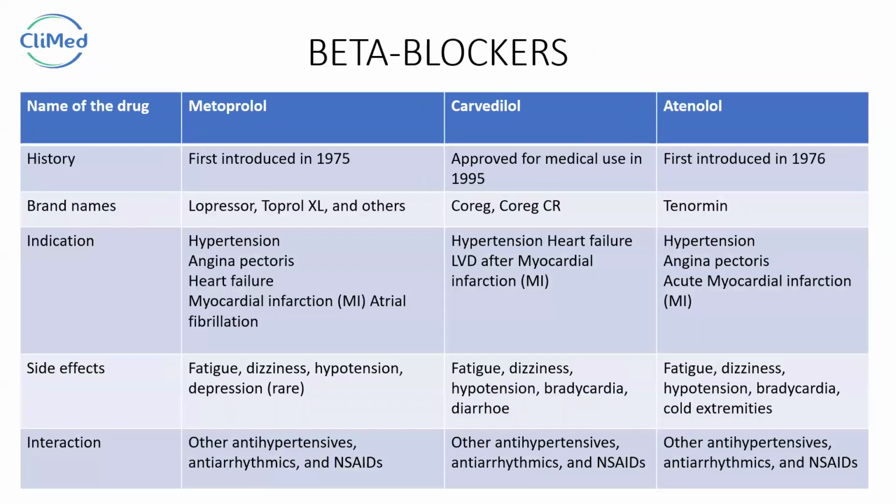Next drug is atenolol. It was first introduced in 1976. Brand name available: Tenormin. Indication: hypertension, angina pectoris, and acute myocardial infarction. Side effects include fatigue, dizziness, hypotension, bradycardia, and cold extremities. Interacts with other antihypertensives, antiarrhythmics, and NSAIDs.